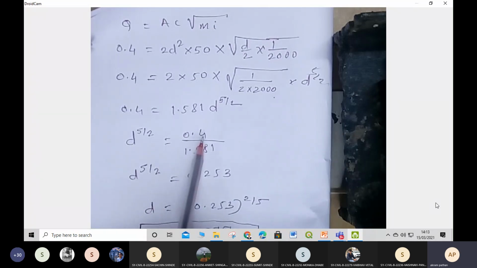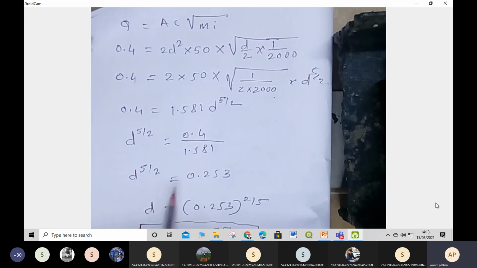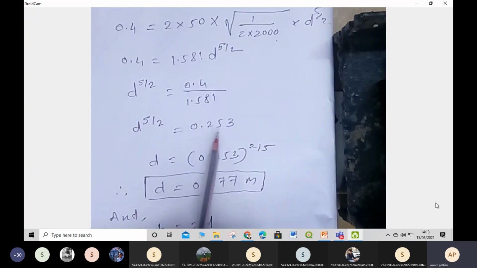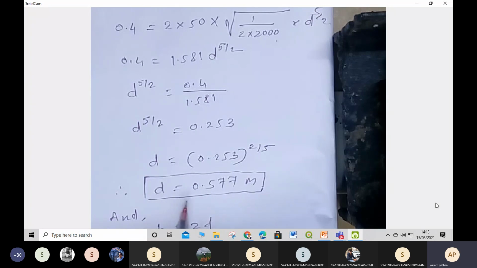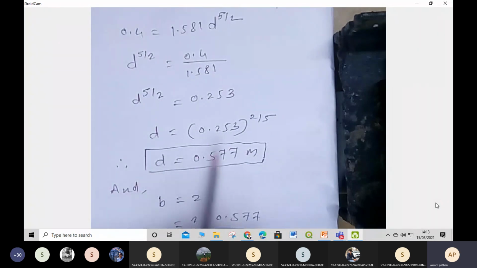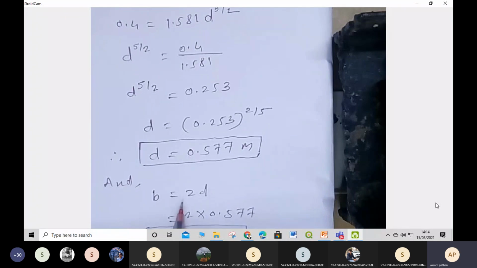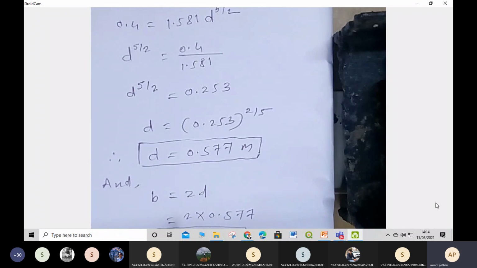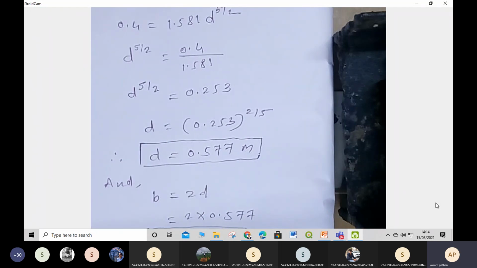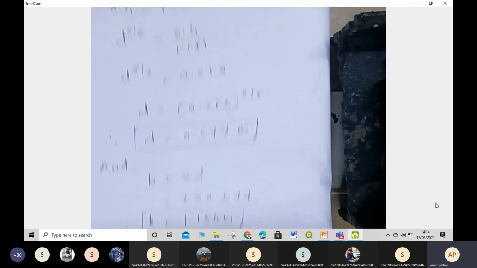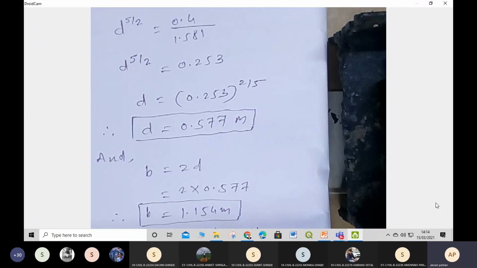So D raised to 5 by 2 is equal to 0.4 divided by 1.581, which is 0.253. After calculation we get the depth of flow as 0.577 meter. And B is equal to 2D, so we simply substitute the value of D we calculated earlier, and we get B equal to 1.154 meter.